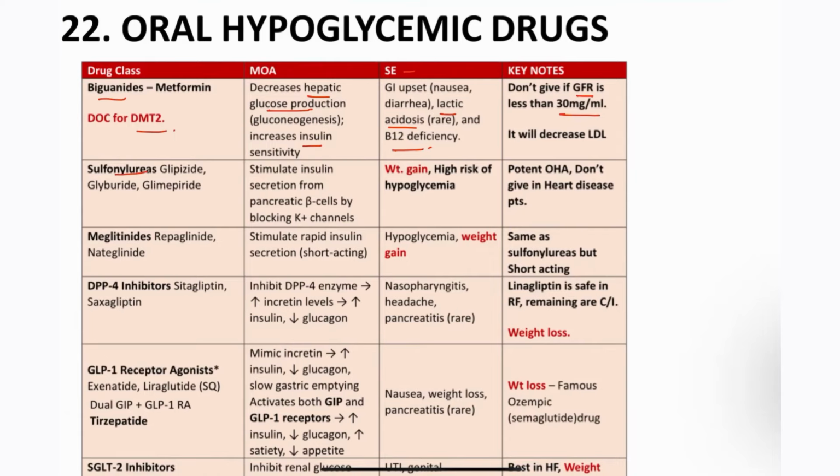Next, sulfonylureas, it is going to block the potassium channels and increase insulin secretion. Weight gain is seen, highly potent for hypoglycemia. So that's why it is not given in patients with heart disease. Next, meglitinides, same as the potassium channel blockers, but short acting. So weight gain, hypoglycemia seen here also.